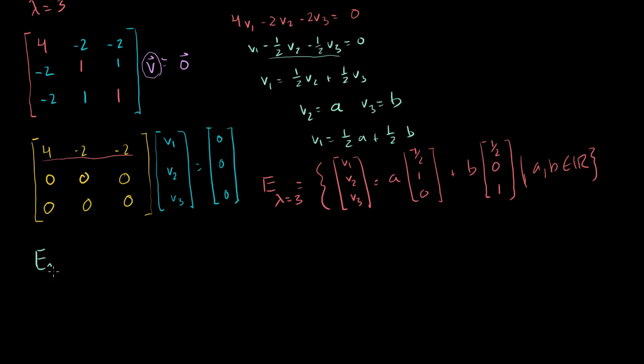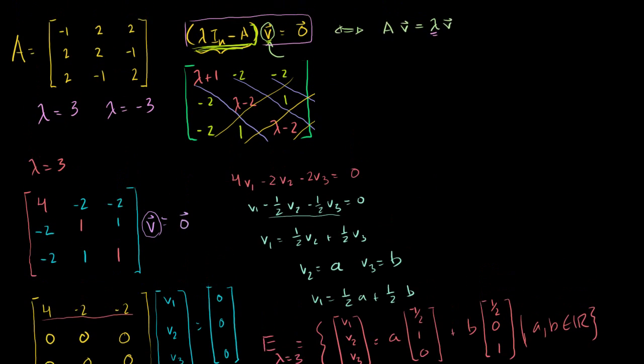Or you could say, let me write it this way. The eigenspace for lambda is equal to 3 is equal to the span, all of the potential linear combinations of this guy and that guy. So 1/2, 1, 0, and 1/2, 0, 1. So that's only one of the eigenspaces. That's the one that corresponds to lambda is equal to 3.